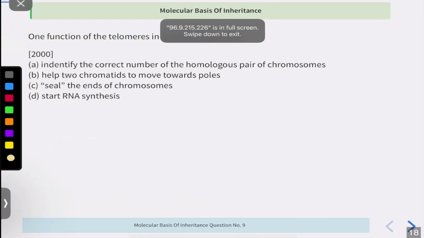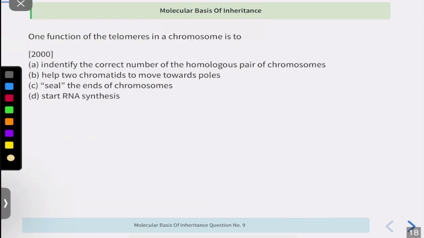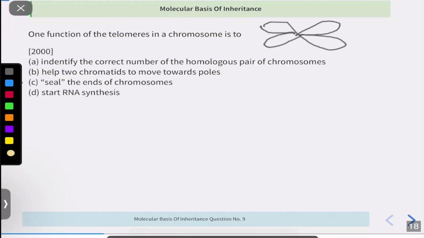Now, one function of the telomere in a chromosome is to... So, you know what telomeres is? If this is a chromosome, these end parts, which I am circling in red, these end parts are called telomere. Okay. These are called telomere.